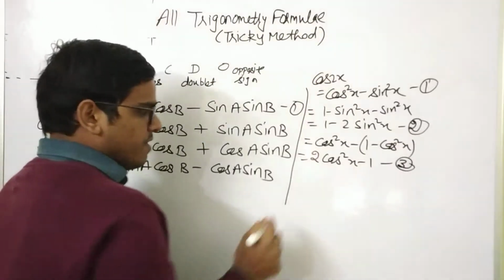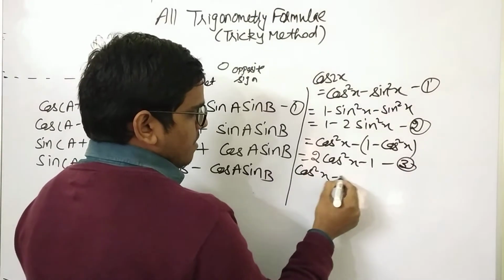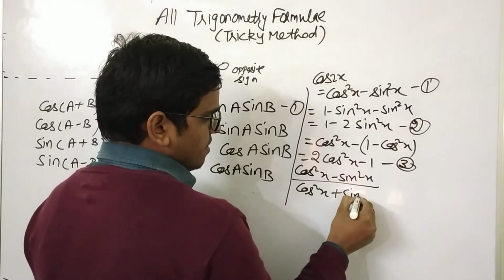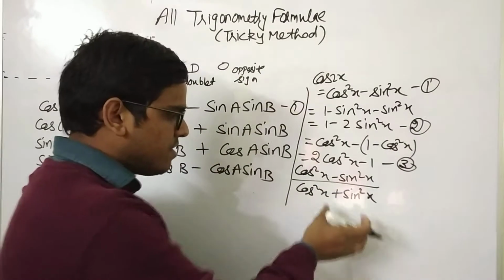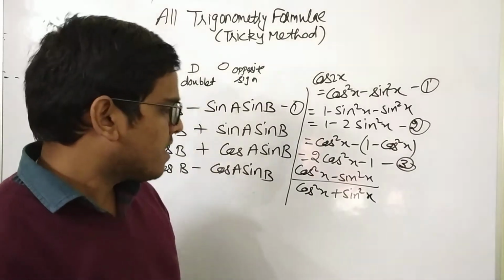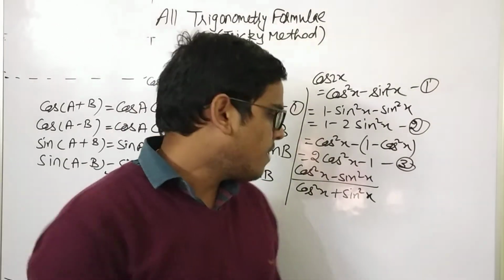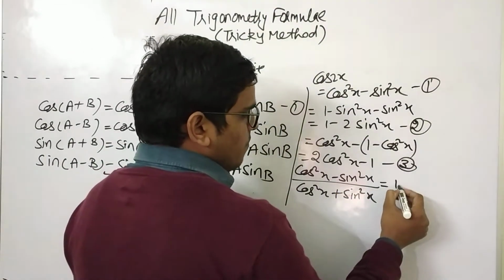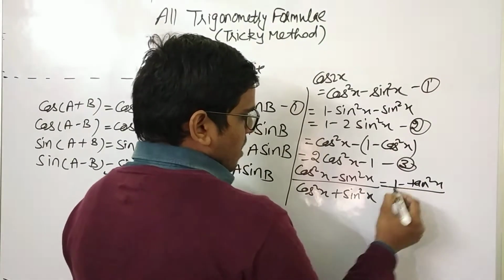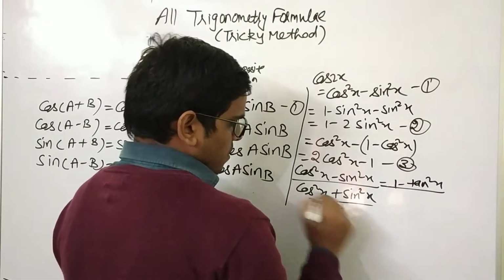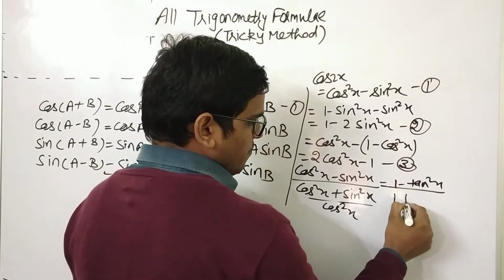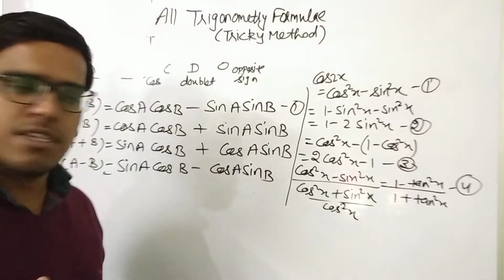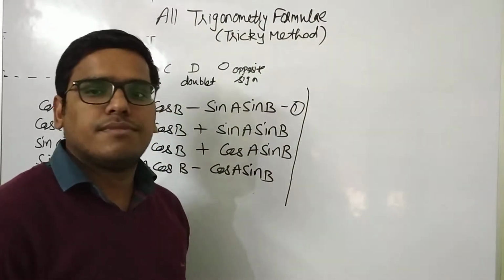For the fourth one, if I divide equation 1 by cos square x plus sin square x, it doesn't make any difference because this is equal to 1. Now divide numerator and denominator both by cos square x. If you divide the numerator by cos square x, it will become 1 minus tangent square x. And when you divide the denominator by cos square x, it will become 1 plus tangent square x. So this is your fourth formula for cos 2x. Pause the video to note it down.